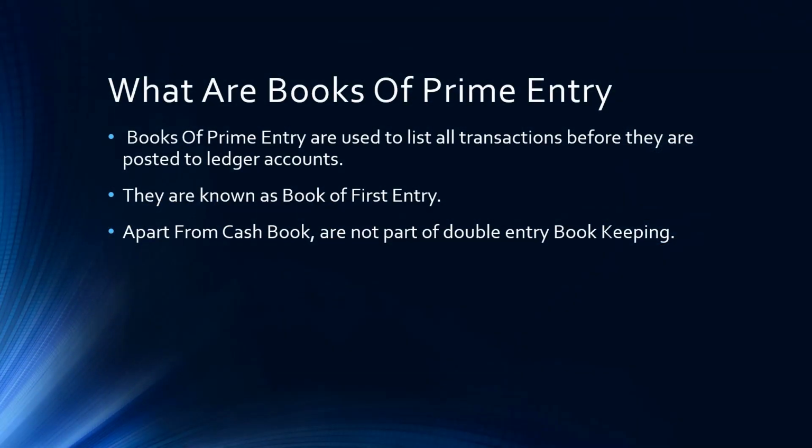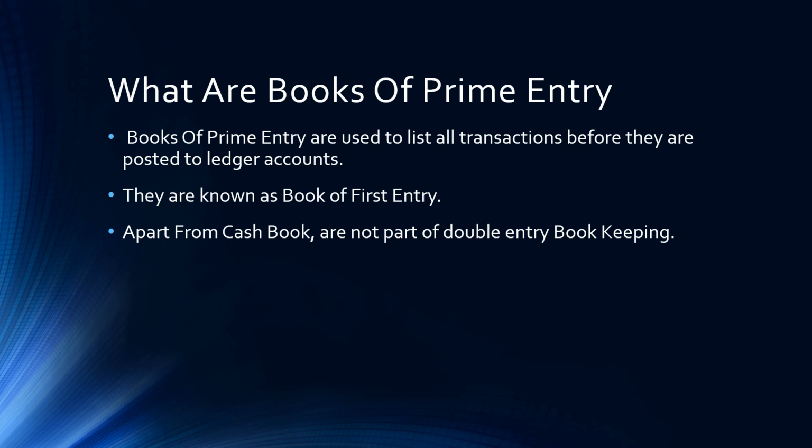Okay. Now, when we talk about books of prime entry, these are those books where your transactions are first recorded before they actually are posted to ledger accounts. So they are first recorded in these books and then they're recorded to journal entries and then they're posted to ledger accounts. You don't have to worry about what ledger accounts are at this particular time, but we've already gone over journal entries. So you probably want to see our last chapter, which is chapter 2, which actually talks about journal entries. Now, these are basically books of first entry.